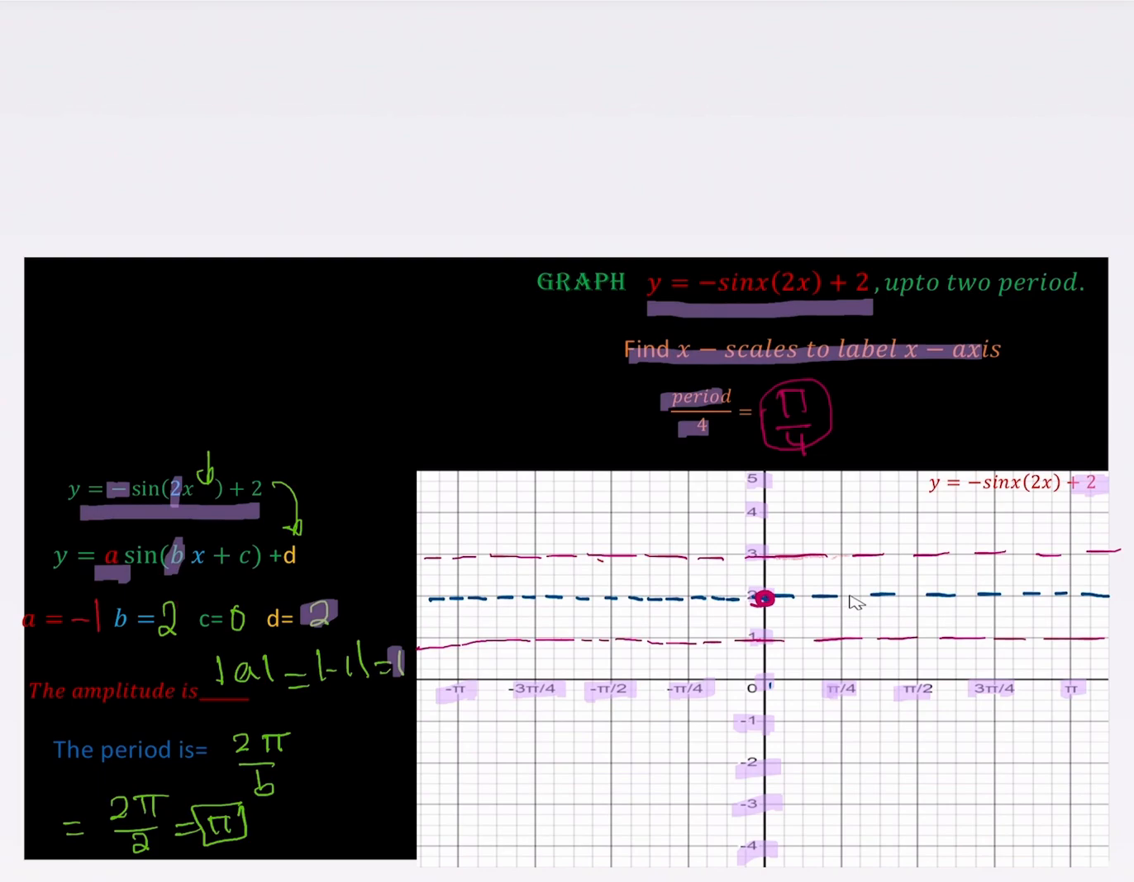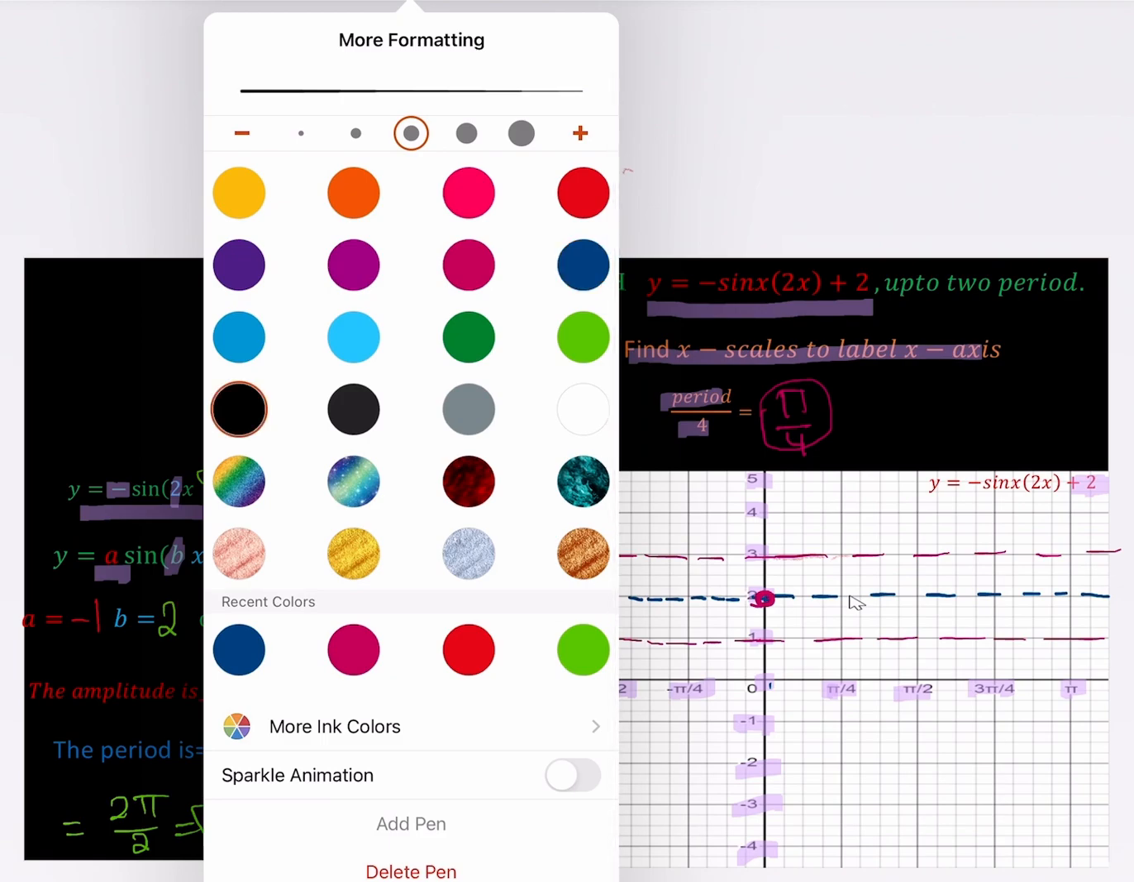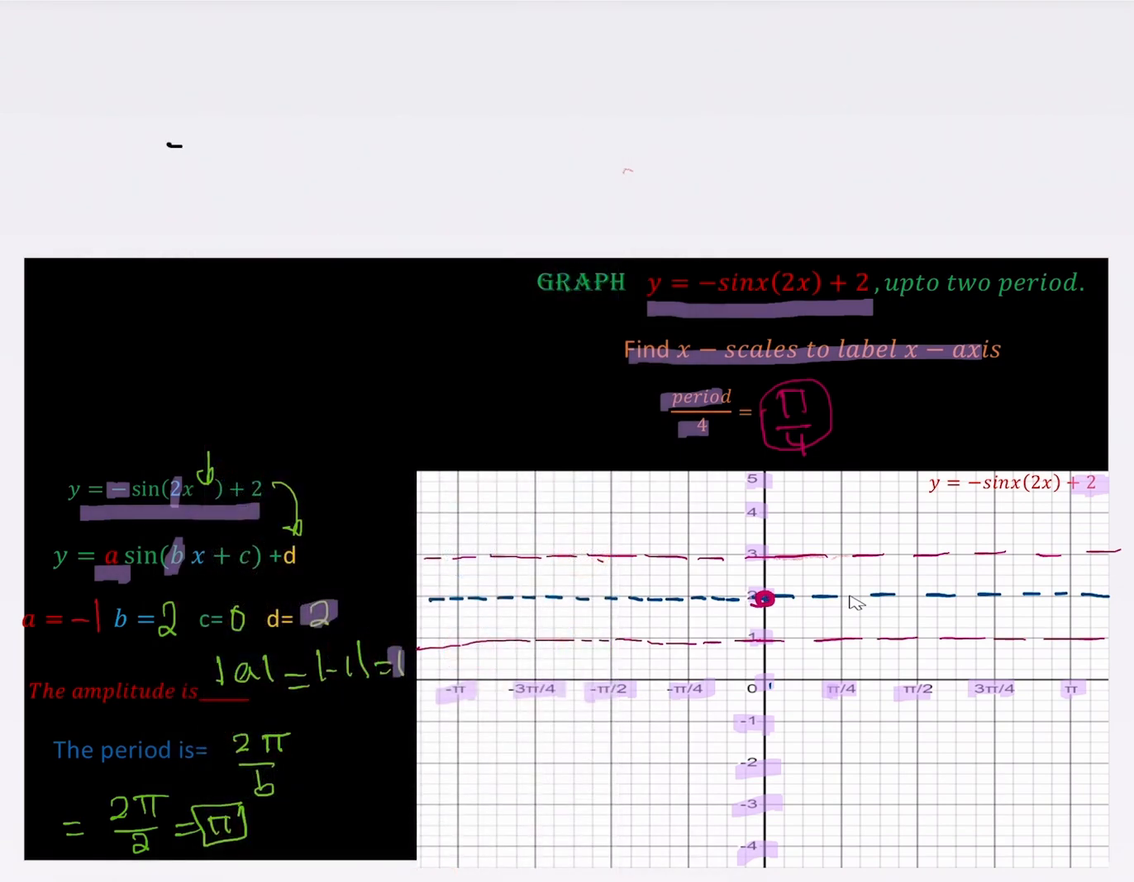Okay, now let's review how a general graph of y equal negative sine x looks like. And I'm going to do it right here for you. So a general graph looks like this. Okay, let me get a different ink so you can see it more clearly. Take black. So it looks like this.